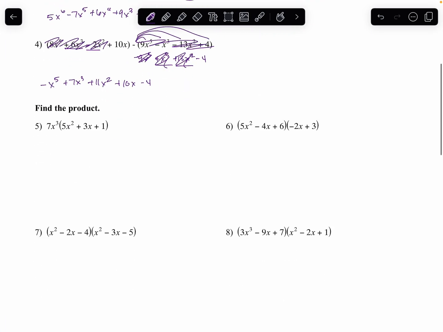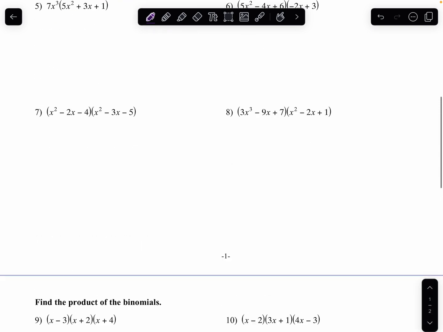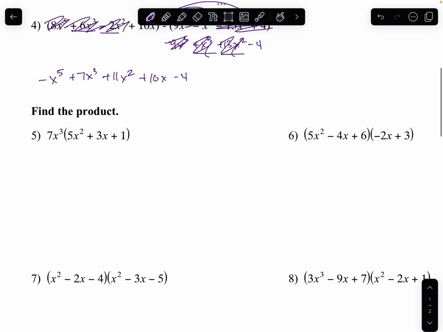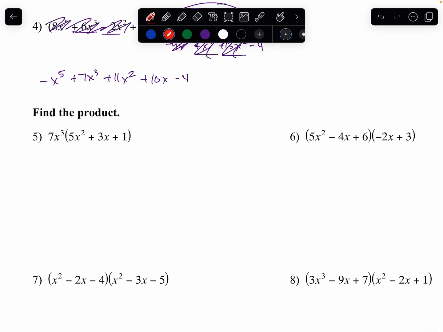Okay, for 5 through 8, we're going to find the product. So in 5, this is just going to have to distribute to all those terms. So that's going to become 7 times 5, that's going to be 35, x to the 5th. So whenever I multiply x to the 3rd, I can multiply 7 and 5 together, that's 35.